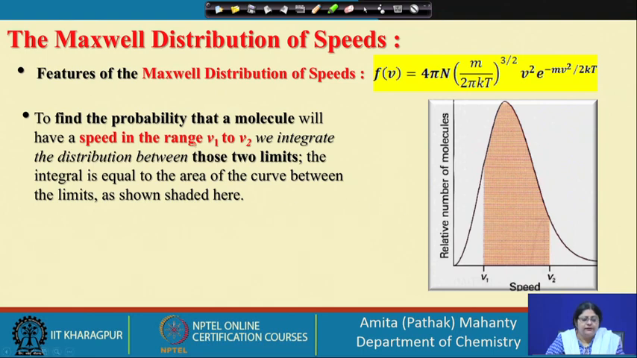So, to find out the probability that a molecule will have speed in the range V1 to V2, we integrate the distribution between the two limits. The integral is equal to the area of the curve between the two limits, as shown in the shaded region here.